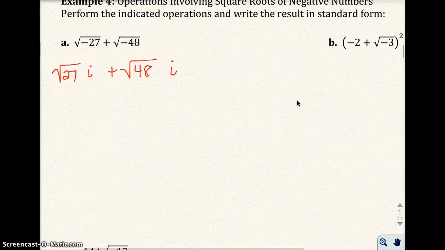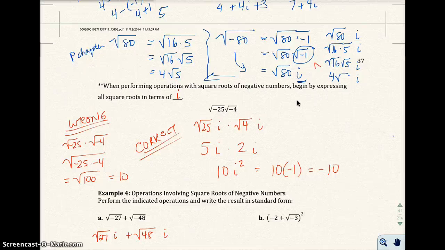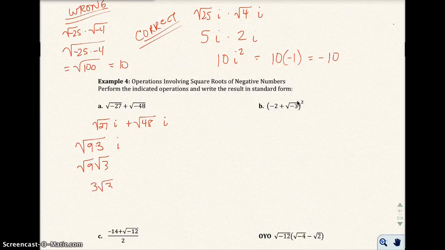Okay? Again, how did I know that right away? Because I go back up to here and I would have pulled the i out like right there. So save myself time. Square root of 27 is the square root of 9 times 3. 9 is the largest perfect square factor in there, and the i is still there. That gives me square root of 9 square root of 3, which gives me 3 square root 3i.